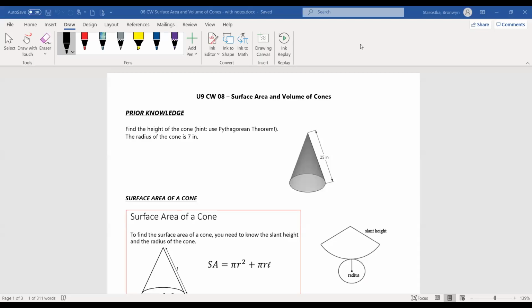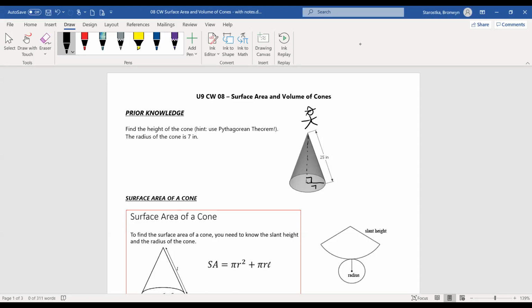All right, good morning. Unit 9, complete surface area and volume of cones. For our prior knowledge, it says find the height of the cone. And you know when we find height, that's where Juan comes in. So the radius is 7. Let's go ahead and draw that in. And if Juan was up here and dropped his little rock straight down, we would have perpendicular.